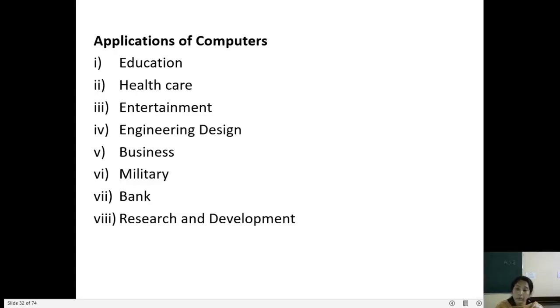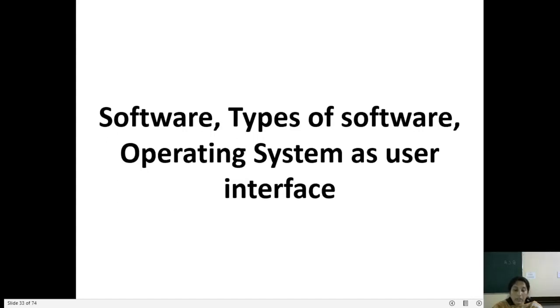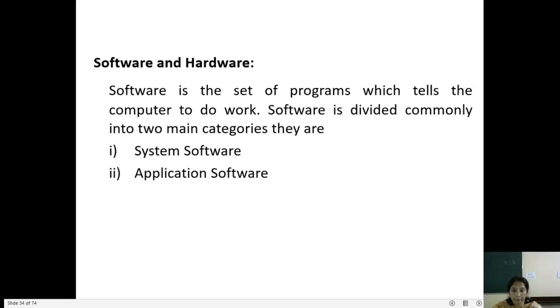And also in case of business strategy, it helps to do online business. And in case of defense, it helps the user to make use of weapons. When you come to the banking sector, it helps a lot. Nowadays we can use online banking with the help of the computer. And research and development, you know very well, it's working successfully. These are certain applications. Let's understand operating software, types of software, operating system, and user interface.